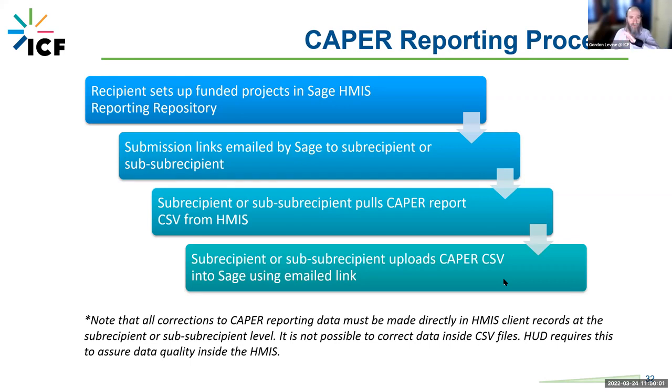There's a note at the bottom of this slide. It's actually quite important. Corrections to CAPER reporting data have to be made directly in the HMIS client records. You can't mess around with the data in the CSV file. The reason is you're doctoring the data if you do. What you produce from HMIS represents what's actually happening. If you mess around with it downstream, first of all, you're telling a different story than your data actually tells, so you're messing around with your reporting. But also, if there's a problem, you haven't actually fixed it. What you've done is doctor the data so it looks fixed. So you've got to fix it in HMIS.